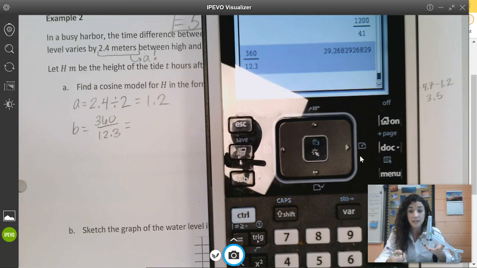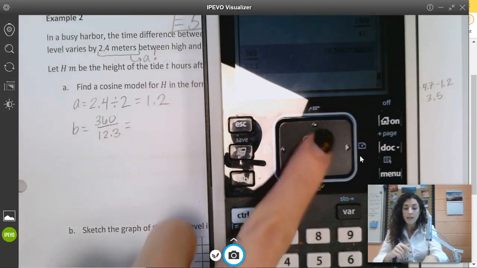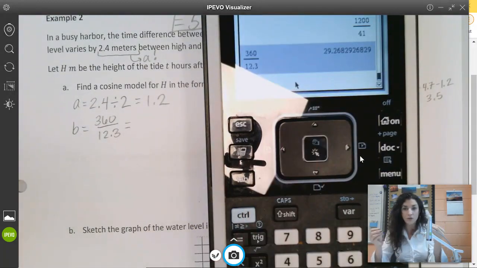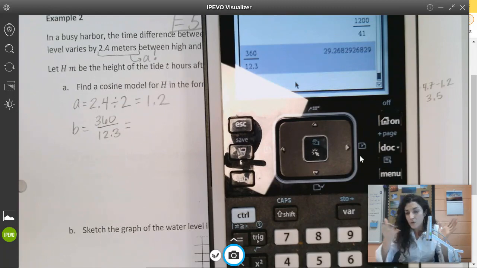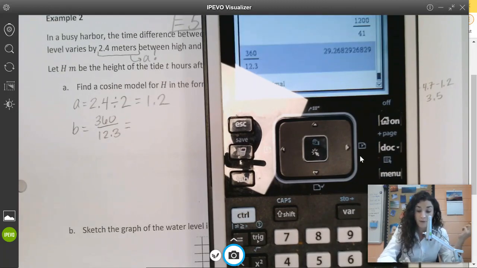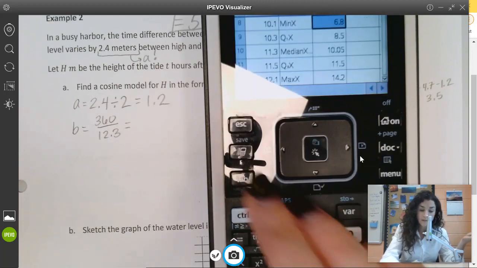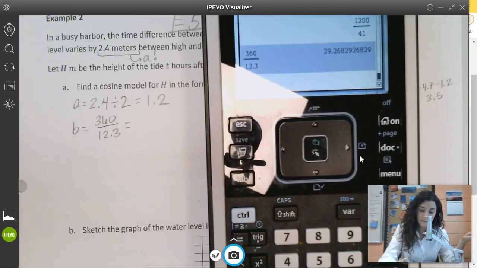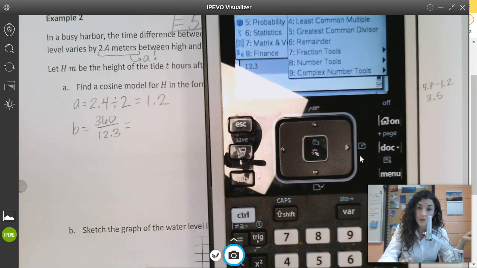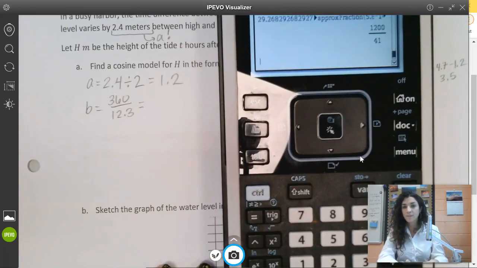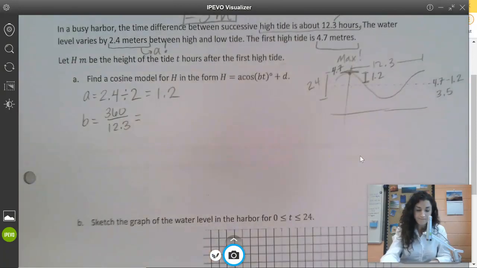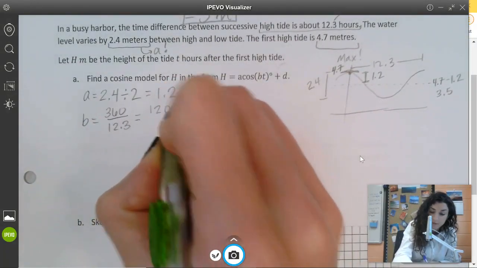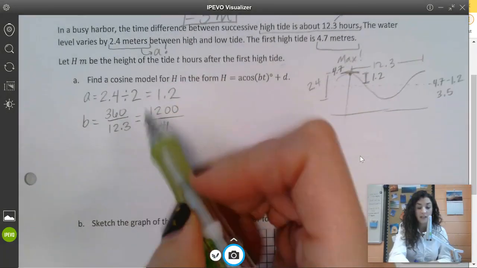You could leave it as 360 divided by 12.3. Technically, a fraction is supposed to have a numerator that's an integer, a whole number, and a denominator that's an integer, so no decimals, no other fractions. You could leave it like that and that's fine. If you wanted the proper fraction, you just need to convert it into a fraction. I'm going to leave it as the proper fraction because I'm supposed to as the math teacher, but you could leave it as that if you want to.